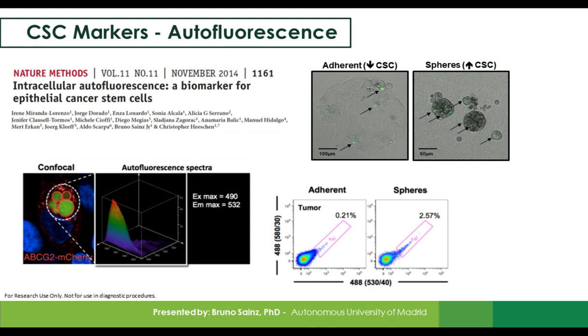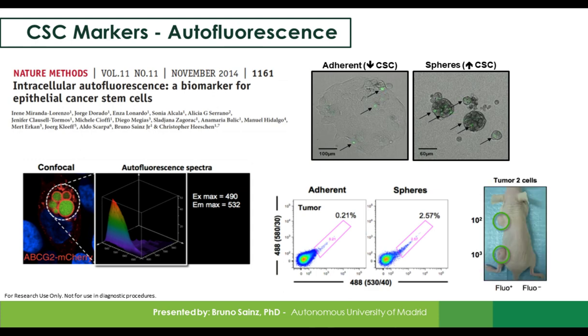And you can see here in these flow cytometric plots, in adherent cultures, we can detect a percentage of cells that are autofluorescent, and that percentage increases when we put the cells in conditions that promote the enrichment of cancer stem cells, for example, conditions of sphere formation. And we were also able to confirm that these autofluorescent cancer stem cells, upon injection in nude mice, were always more tumorigenic than the non-autofluorescent cancer stem cells.